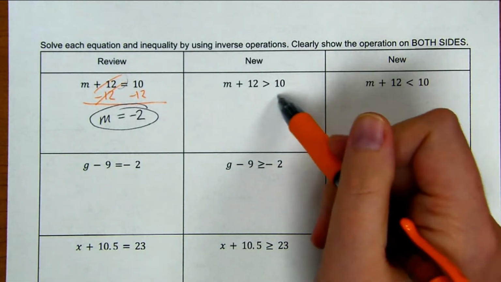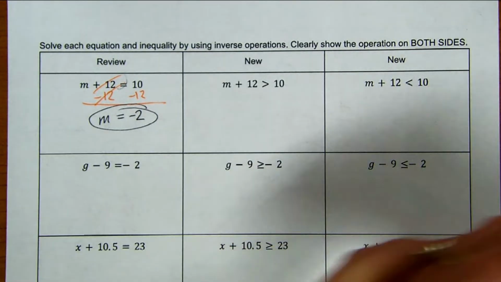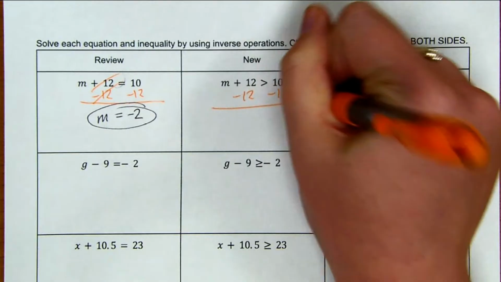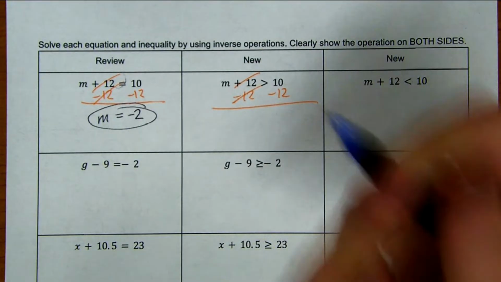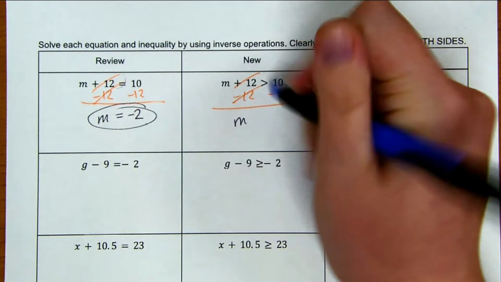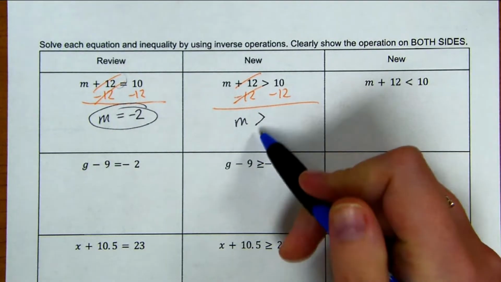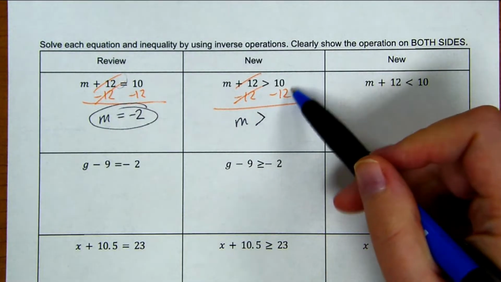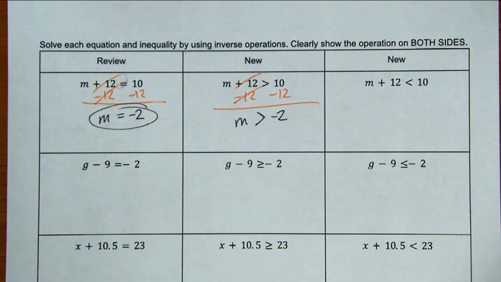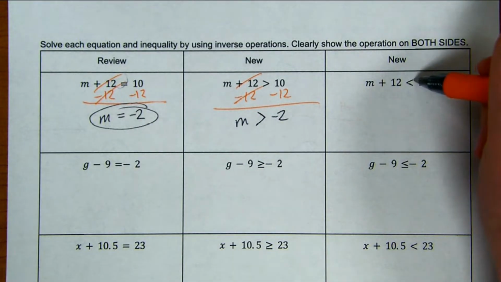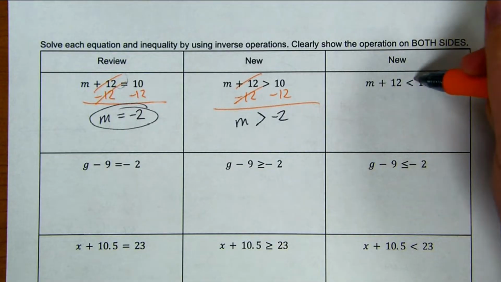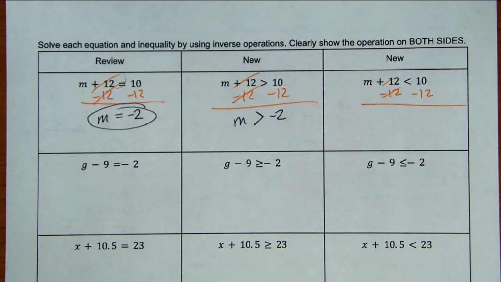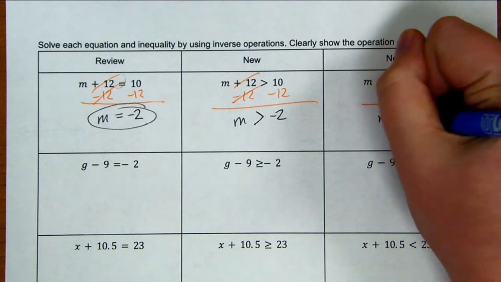Well, for our inequalities, we can use the same type of step. To get m by itself, we just have to subtract 12 from both sides of the inequality. So we'll still be left with m. We'll bring down the inequality sign. We want to make sure we keep it in the same orientation. We do not flip it around. And over here, 10 minus 12 will give us negative 2. And when the inequality sign is facing the other way, so when m plus 12 is less than 10, we can still solve that inequality using the same process, subtracting both sides by 12. So we'll be left with m is less than negative 2.